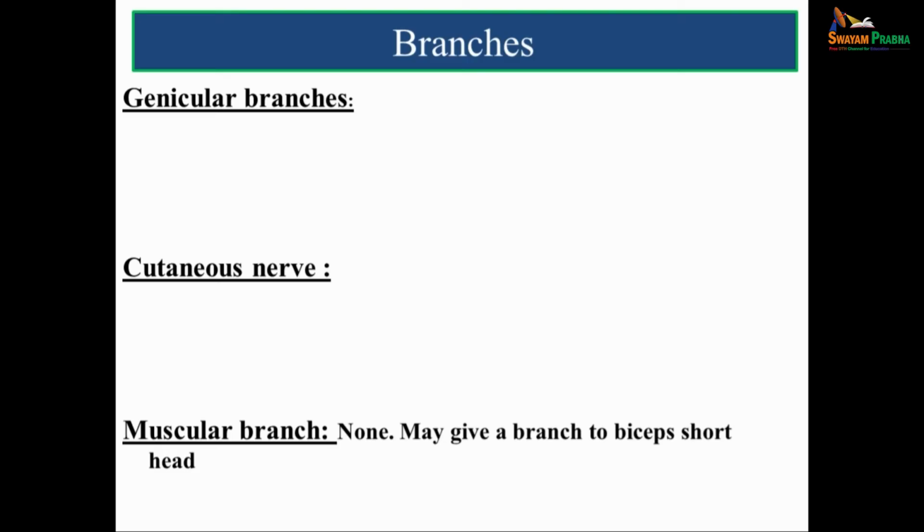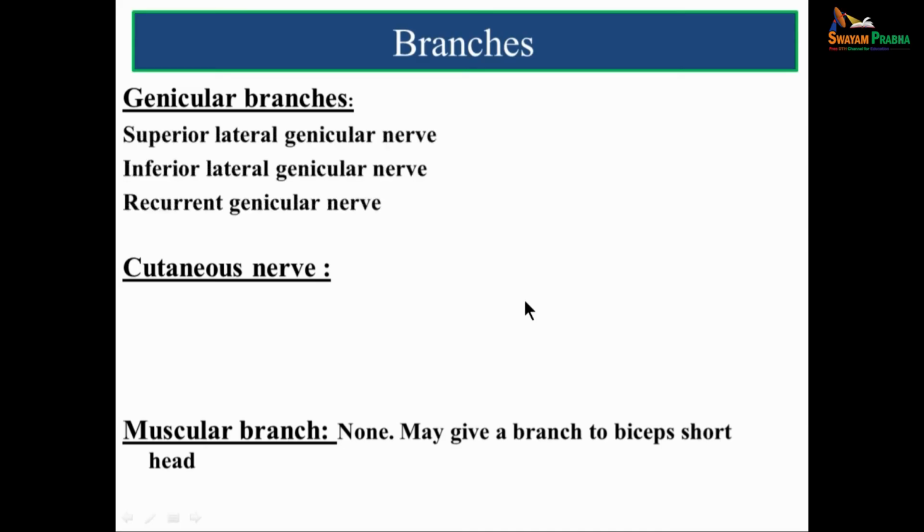Now let us see the branches of the common peroneal nerve. This nerve also gives rise to genicular branches and a cutaneous branch, and usually there won't be any muscular branch. If at all there is a muscular branch arising out of the common peroneal nerve, it might supply the biceps short head. Now what are the genicular branches? They are all on the lateral side: the superior lateral genicular nerve, inferior lateral genicular nerve, and recurrent genicular nerve.